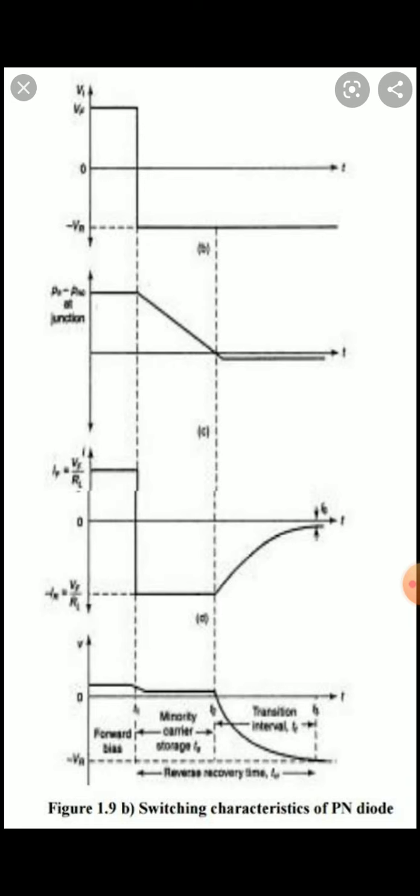Where the diode is in forward bias and is immediately switched to the reverse condition, the diode will still conduct current for some time. So in that time period, the diode conducts electricity after switching the voltage. That time is called reverse recovery time.